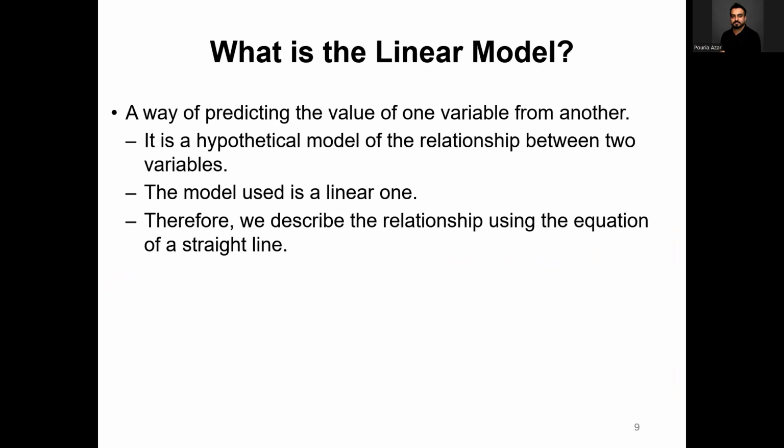So what is the linear model? A linear model is a way of predicting the value of one variable from another. It is a hypothetical model of the relationship between two variables. This is a linear one, so it is just a line, and it represents both the y-axis and x-axis. The linear model is an equation of a straight line.